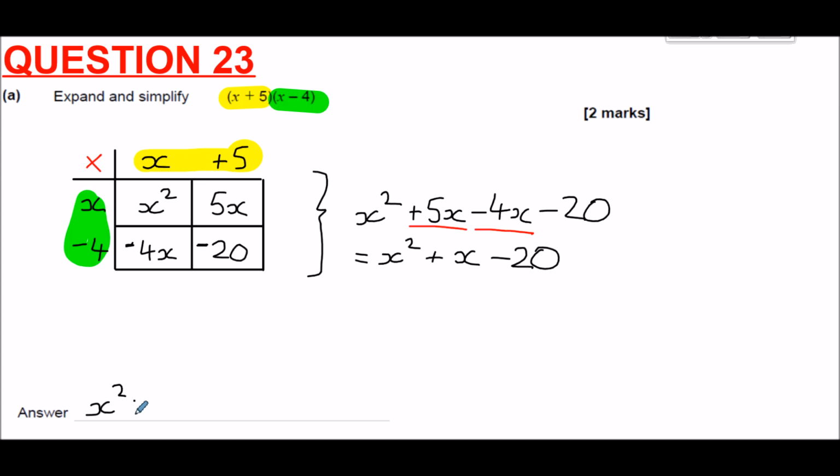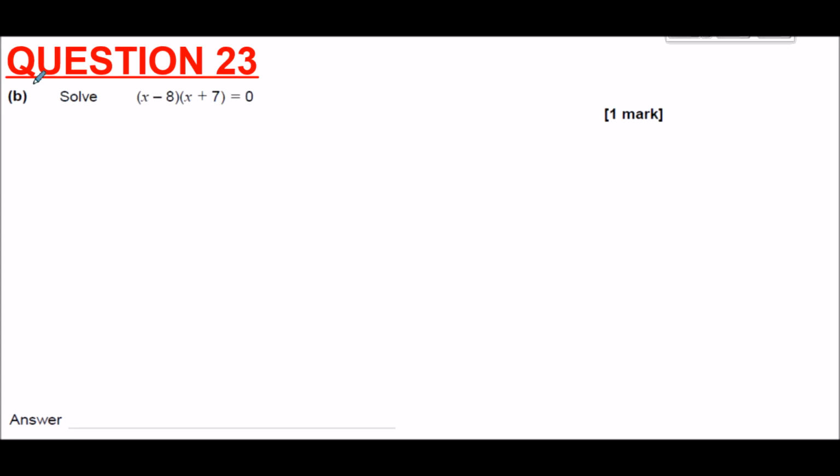And so that's our answer, x squared plus x minus 20. Part B, notice how this is only 1 mark. I'll explain how to do it and give you the quick way first.